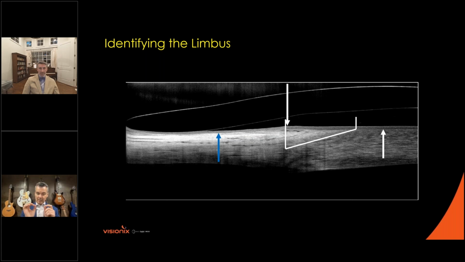So again, remember some of those anatomical landmarks to help guide where you're viewing that limbal region, because we have to make sure that when we're fitting scleral lenses, we are in fact clearing it. Jeff, what's the guidance on how much or how little we should be clearing the limbus?